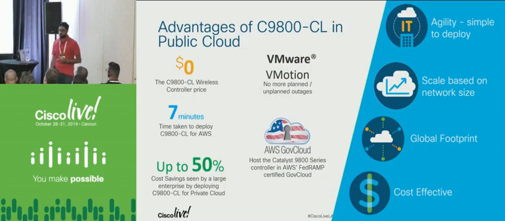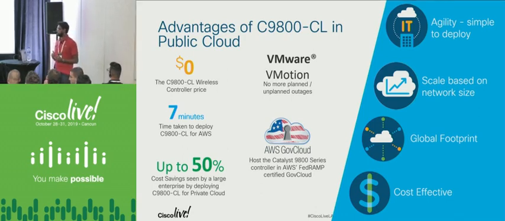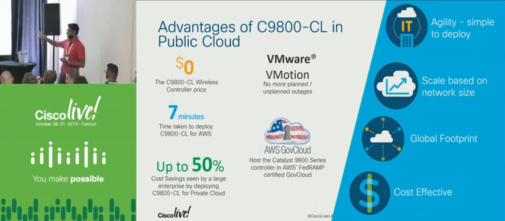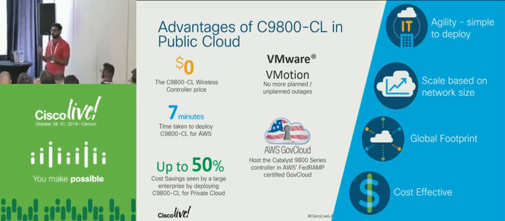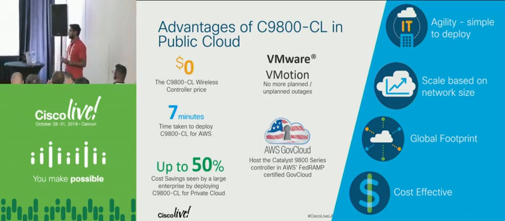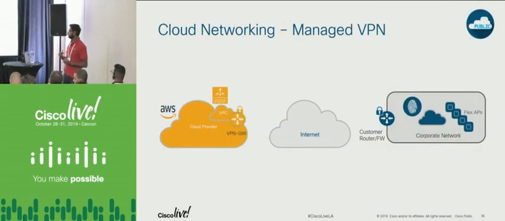So the key advantages of the public cloud offering: basically you pay nothing for the controller on the cloud, you only bear the data cost on the Amazon Web Services. In a group survey, it took about 7 minutes to install the 9800 controller on the Amazon Web Services. But one of the key differentiators is this is the only public cloud controller offering today that is certified for AWS GovCloud, which is like a federally certified way of handling protected data for the government. So that's the key differentiator there.